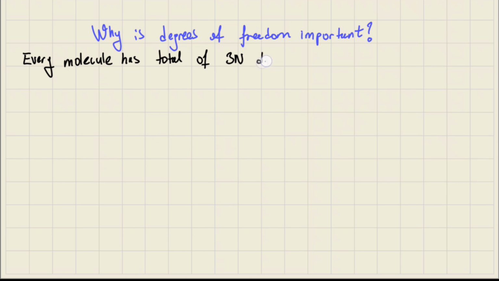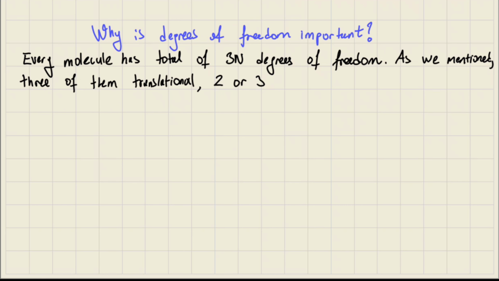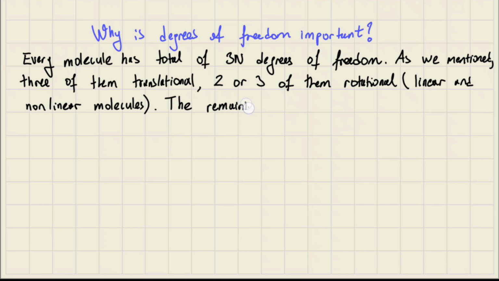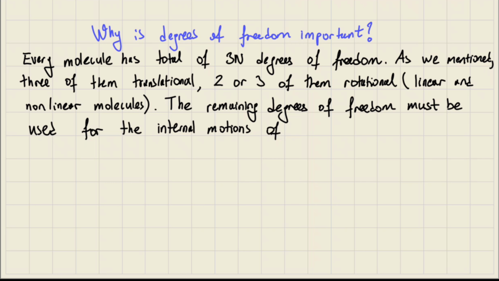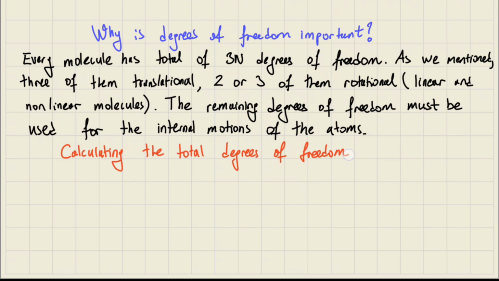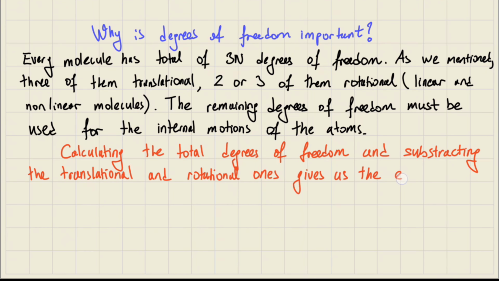Why are degrees of freedom important? Every molecule has a total of 3n degrees of freedom. As we mentioned, 3 of them are translational, 2 or 3 of them are rotational. It depends on whether the molecule is linear or nonlinear. The remaining degrees of freedom must be used for the internal motions of the atoms, which is vibrations. Calculating the total degrees of freedom and subtracting the translational and rotational ones gives us the exact number of ways a molecule can vibrate.